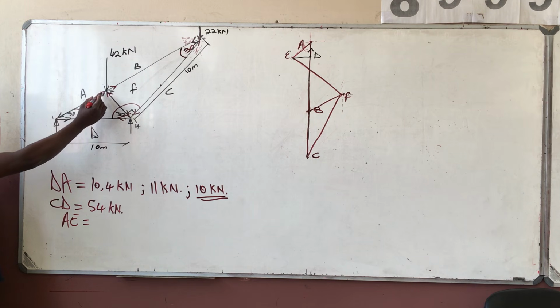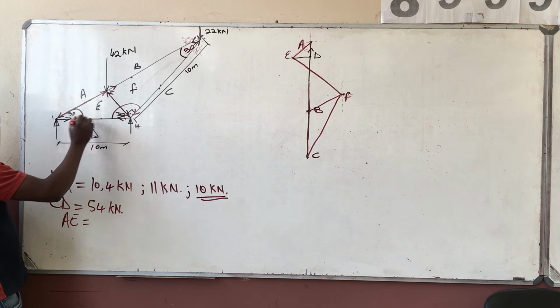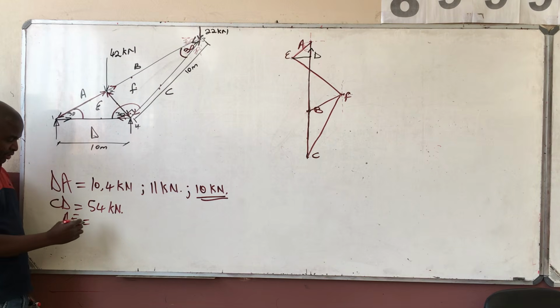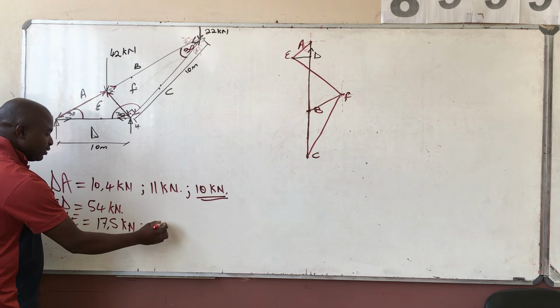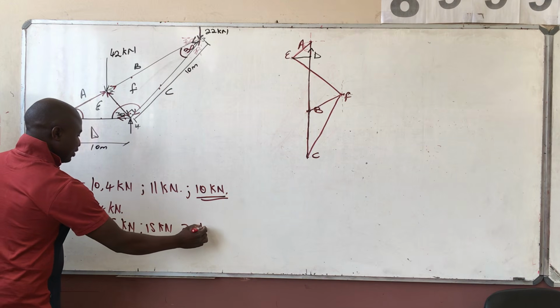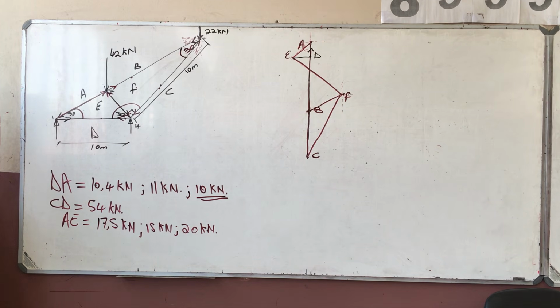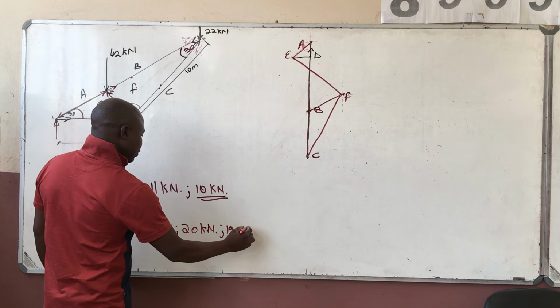AE. Agree, this is a member. What did you get for AE? 20. 17.5. 15 kilonewton. 20 kilonewton. 19.5 kilonewton.